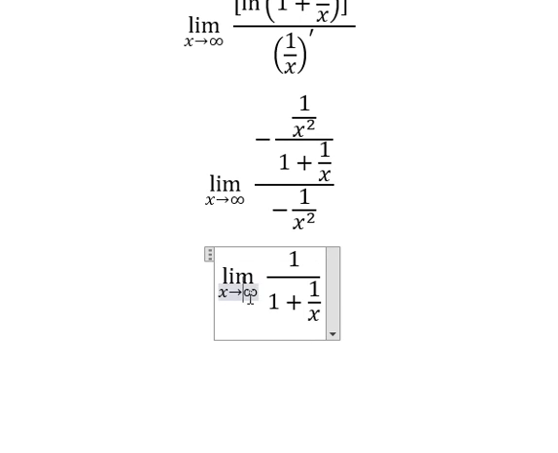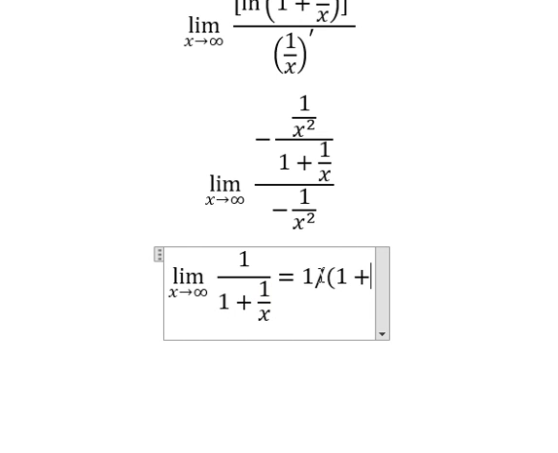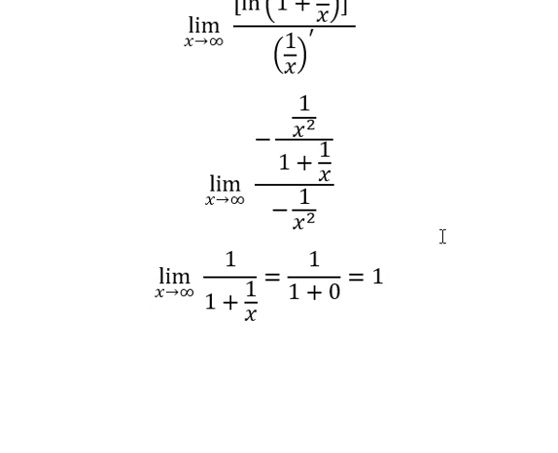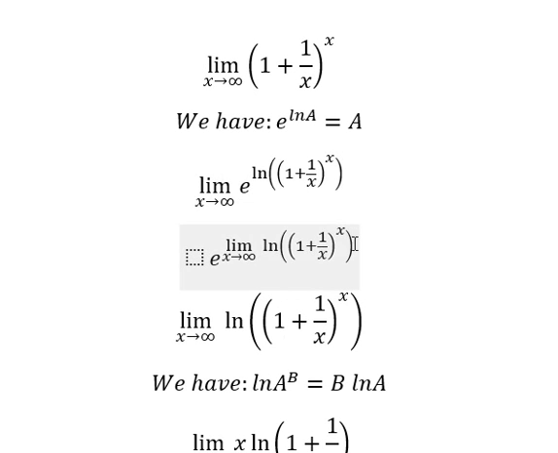When s approaches positive infinity, 1 divided by positive infinity, you get 0. So we just have 1 over 1 plus 0, and we have number 1. Now we can go back in here. This one equals number 1.